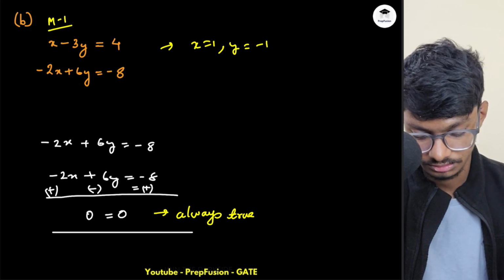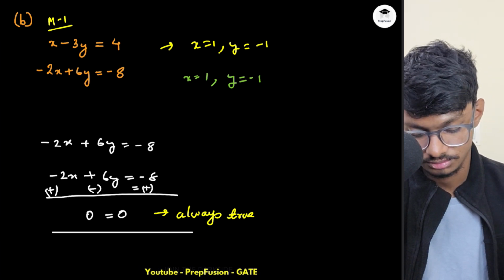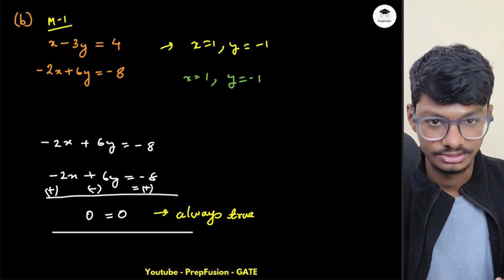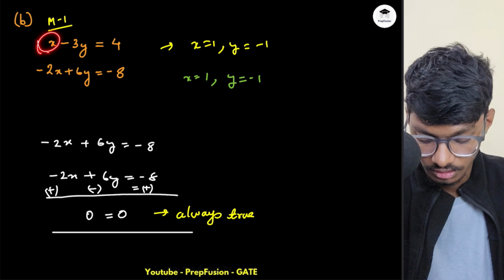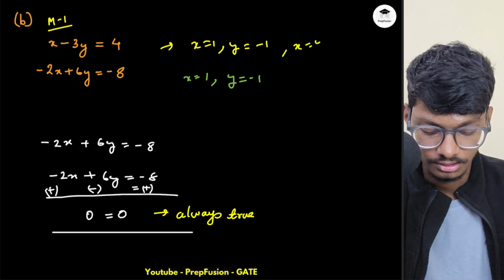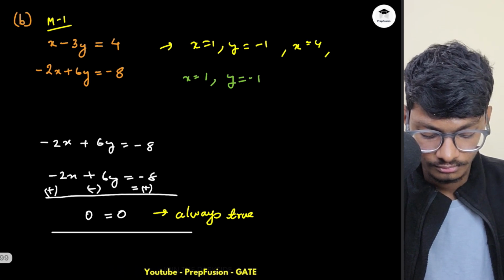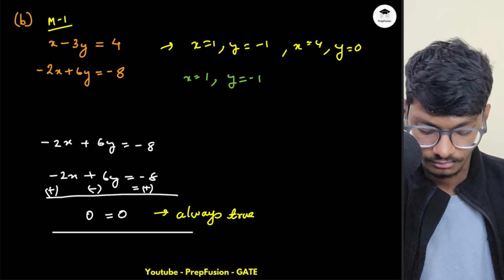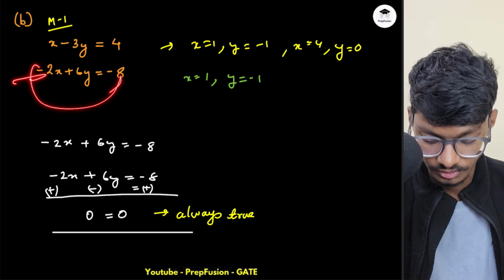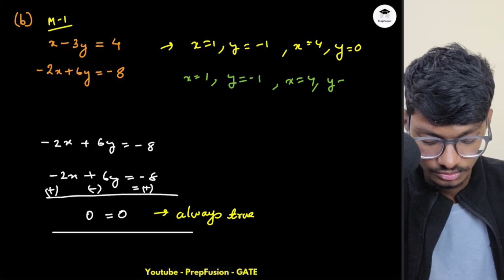Okay, let me draw this. I'll just take another example, and from there we'll understand. Let's take x equals 4 this time. If I take x equals 4, this will be 0, and y will be 0. So from the first equation, x equals 4 and y is 0. Then if I take x equals 4 here, this is -8. So again y is 0. So again, this is satisfying the equation, x equals 4, y equals 0.